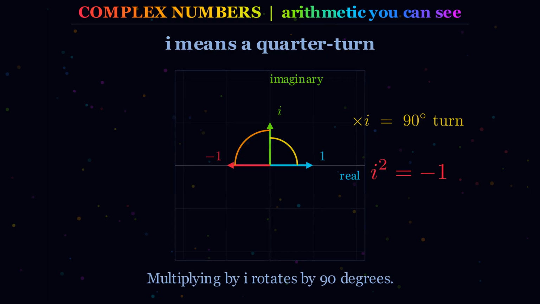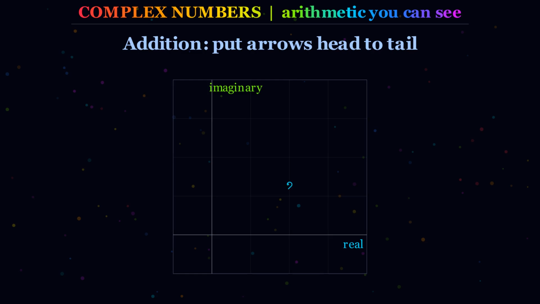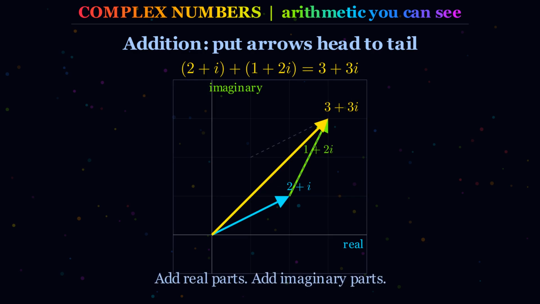Addition is the easiest part. To add two complex numbers, add their arrows head to tail. Real parts, add horizontally. Imaginary parts, add vertically. Nothing mysterious happens. 2 plus i, plus 1 plus 2i, lands at 3 plus 3i.